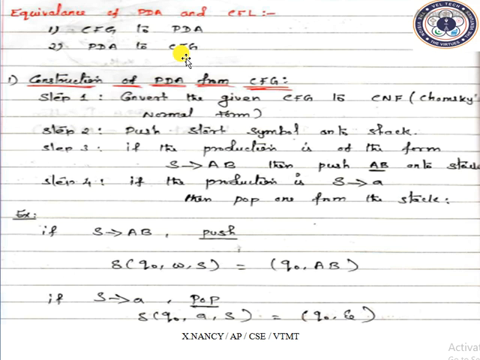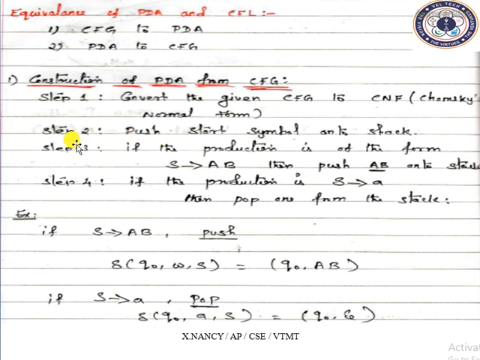First, we can move on to the topic of construction of PDA from CFG. That is, we are going to construct the PDA from the given grammar. Here we have basically four steps. Step 1 is to convert the given grammar to CNF, which is Chomsky normal form, in which we eliminate all the useless symbols, null productions, and unit productions, and convert it into the format of a non-terminal producing two non-terminals or a non-terminal producing a terminal.